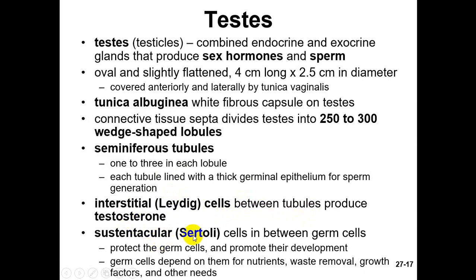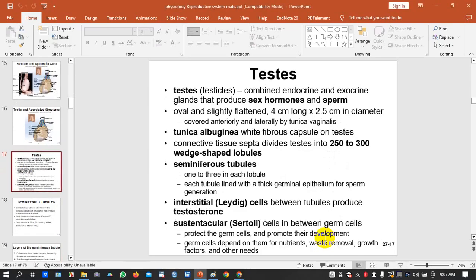Then sustentacular or Sertoli cells, which are located between the germ cells within the seminiferous tubules, protect the germ cells and promote their development. The sustentacular cells or Sertoli cells also provide nutrients, remove waste, and also growth factors and other needs of the germ cells. So let's go and see what is happening here.